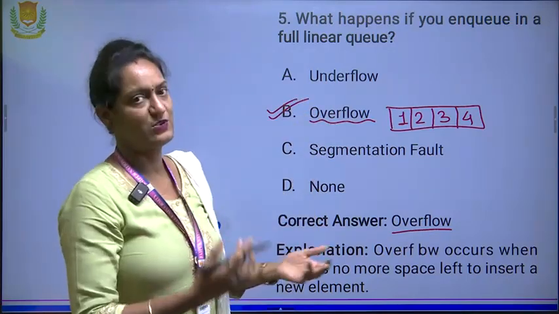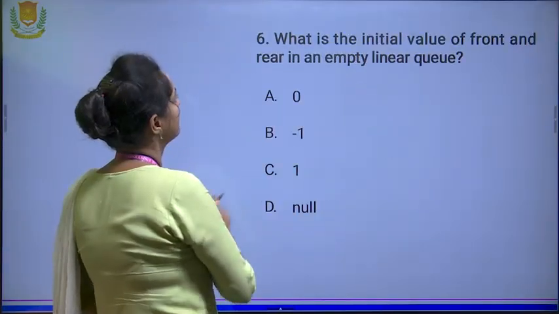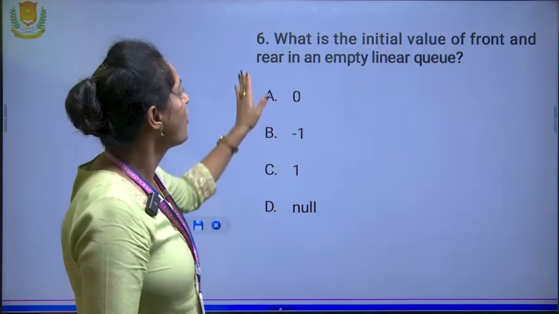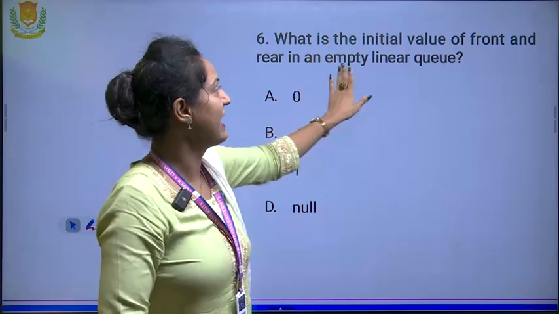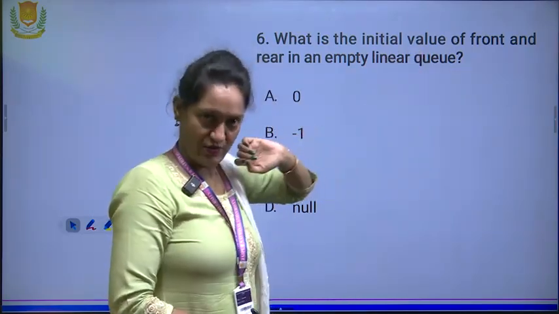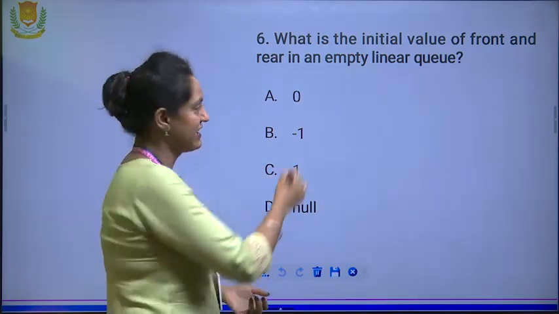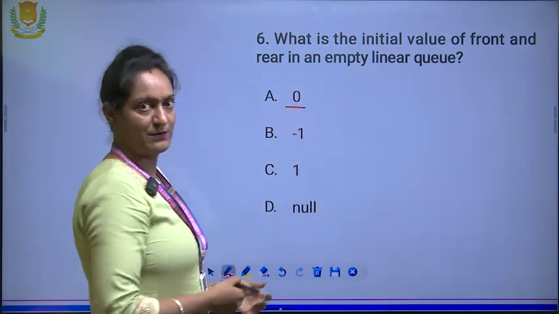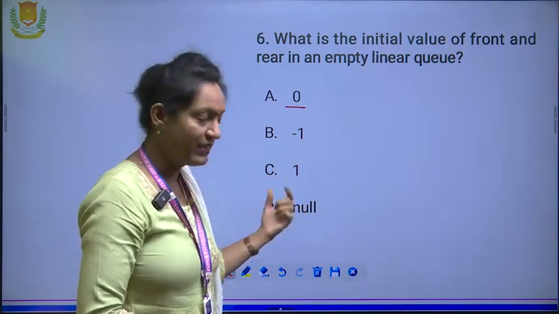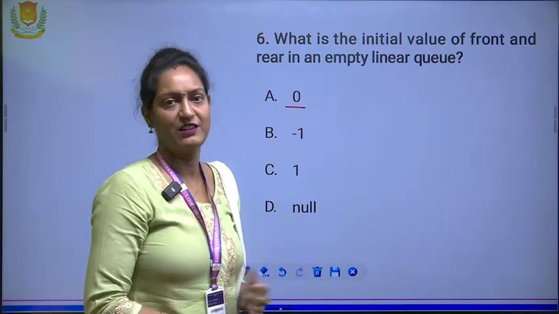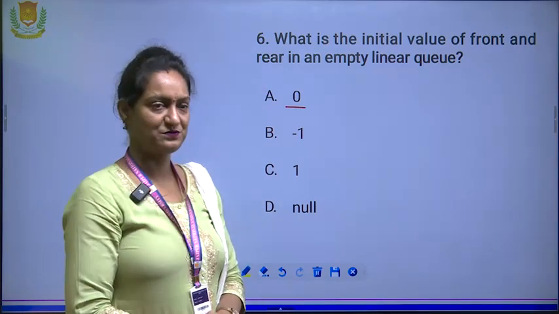The next question is question number 6. What is the initial value of the front and rear in an empty linear queue, right? So we have 4 options. Option A is 0th position, option B is -1, option C is position 1, index value 1, and the last option is null. So try to read this question and give me the answer.